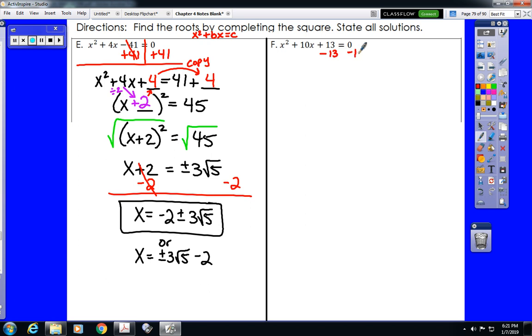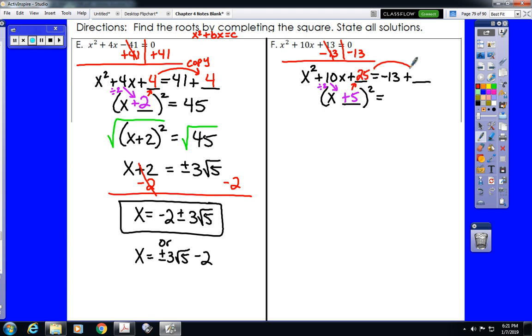Same thing on letter F. We need to move the 13 before we start so that we're in the correct format. That would be x squared plus 10x equals negative 13. Insert your blanks. Divide b by 2 would be positive 5. Square that value would be 25. Copy it to the other side would be 25. Negative 13 plus 25 is 12. So I have turned that into x plus 5 quantity squared equals 12.